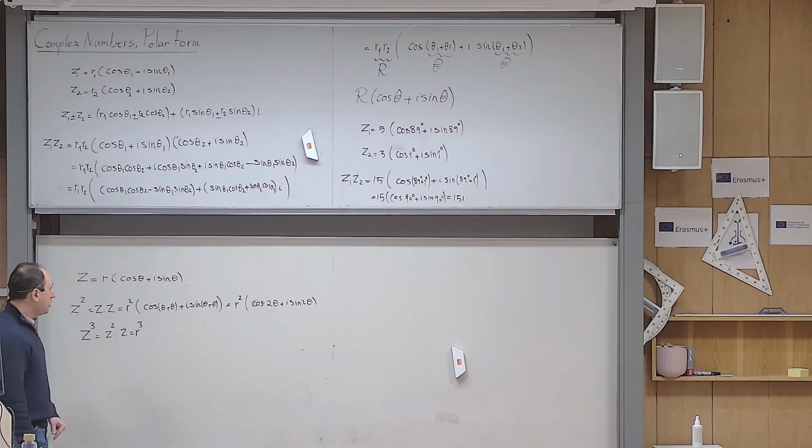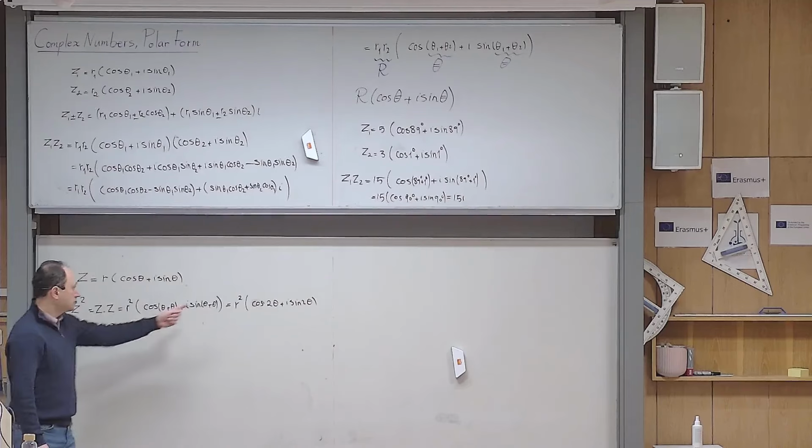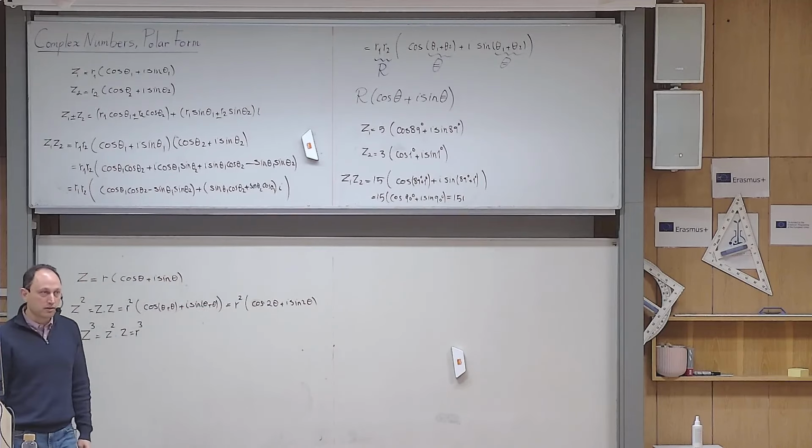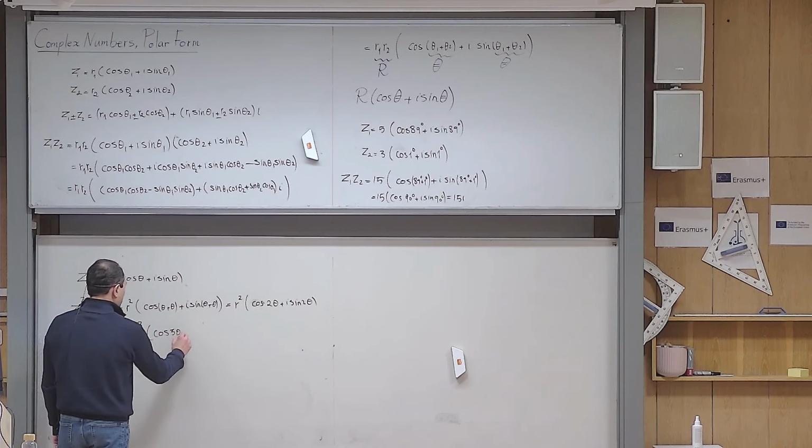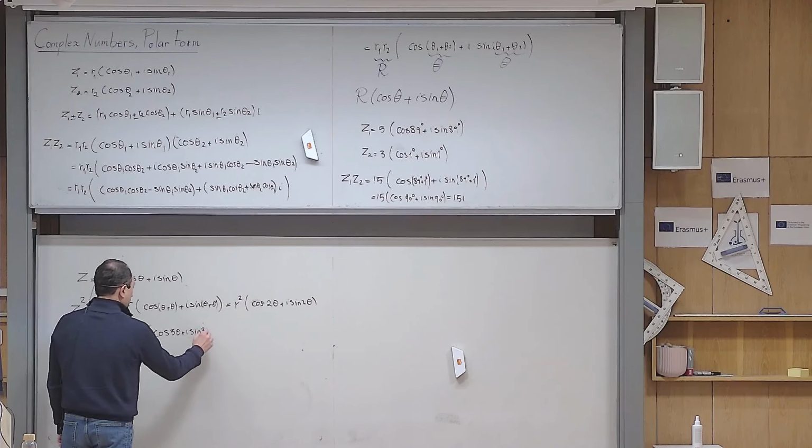Yes? But now I add the arguments. The argument of this number is theta, the argument of this one is 2 theta. When I add them, it becomes 3 theta. Yes, so it becomes what? Cosine 3 theta plus i sine 3 theta.